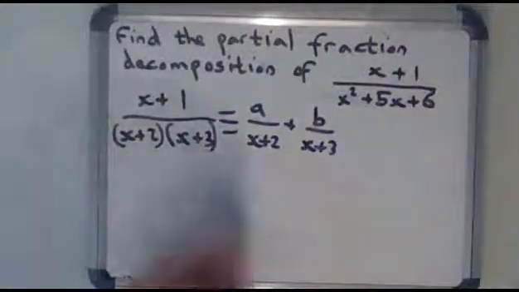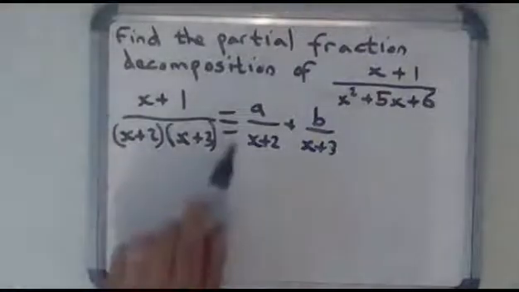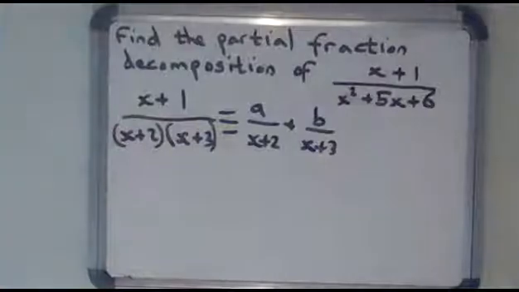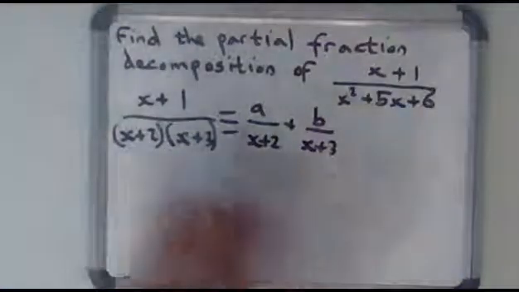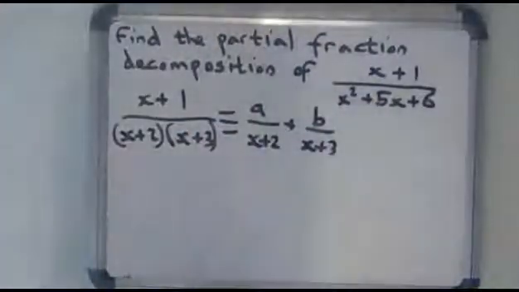And this sign is an identity sign, which means it works for every value of x. So it doesn't say is equal to, it says is identical to. This is not an equation, it's an identity, right? So we need to find values of A and B that make these two exactly identical.